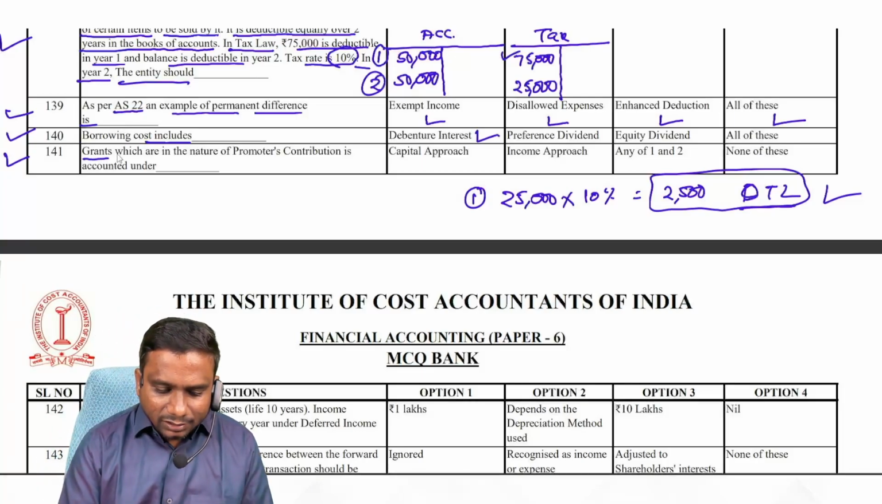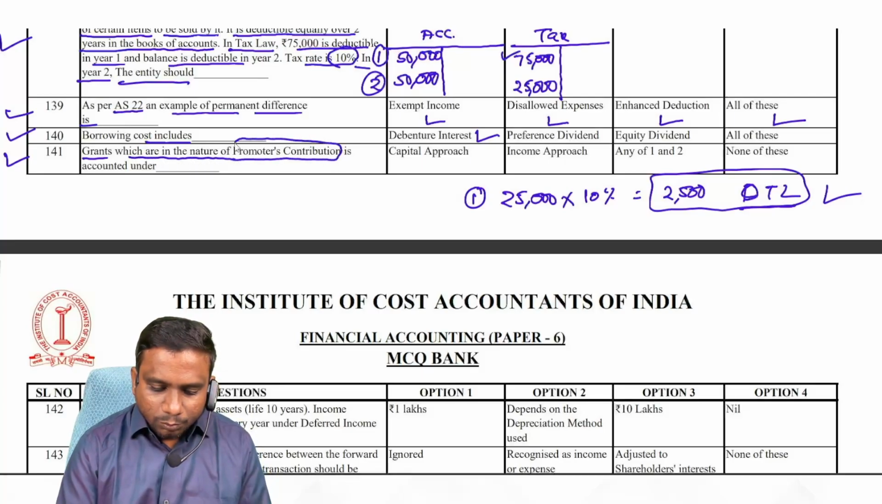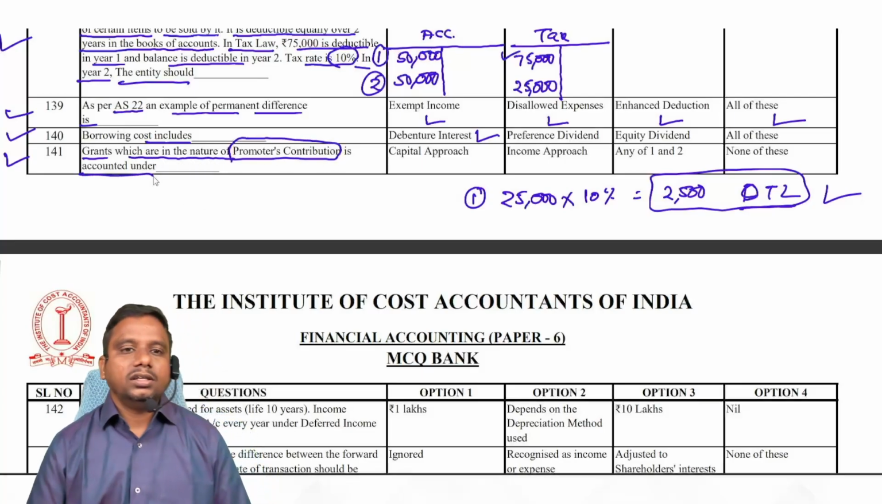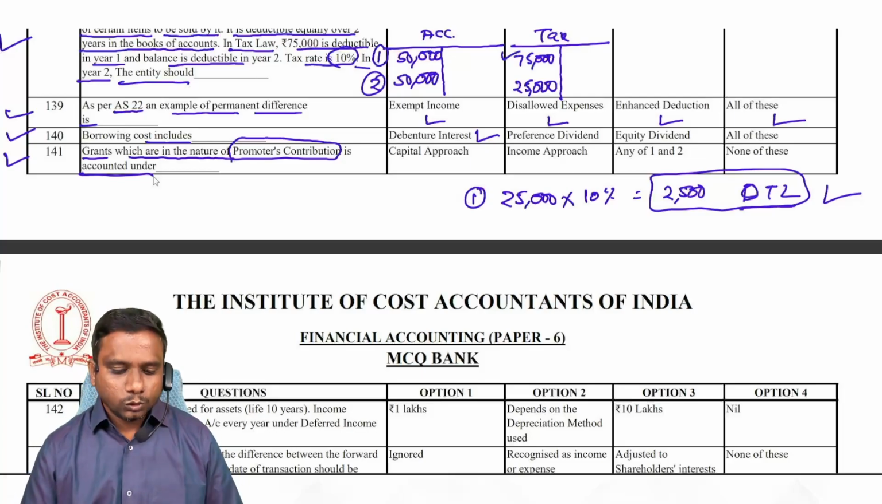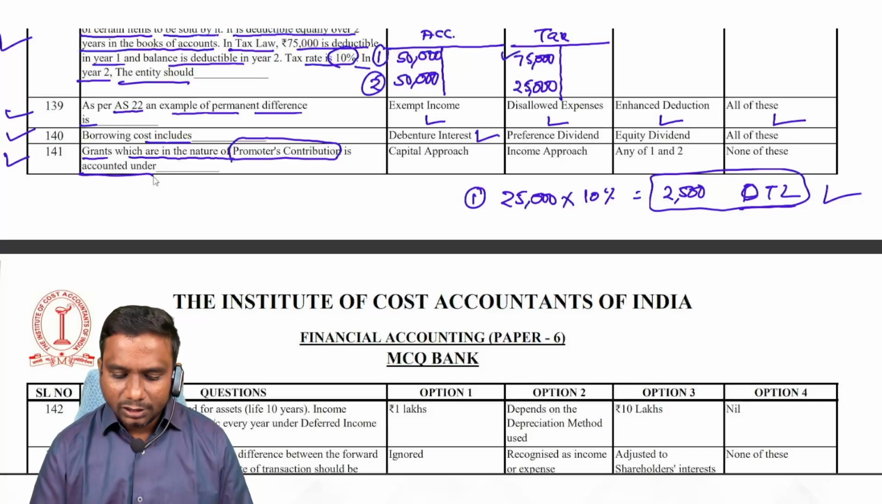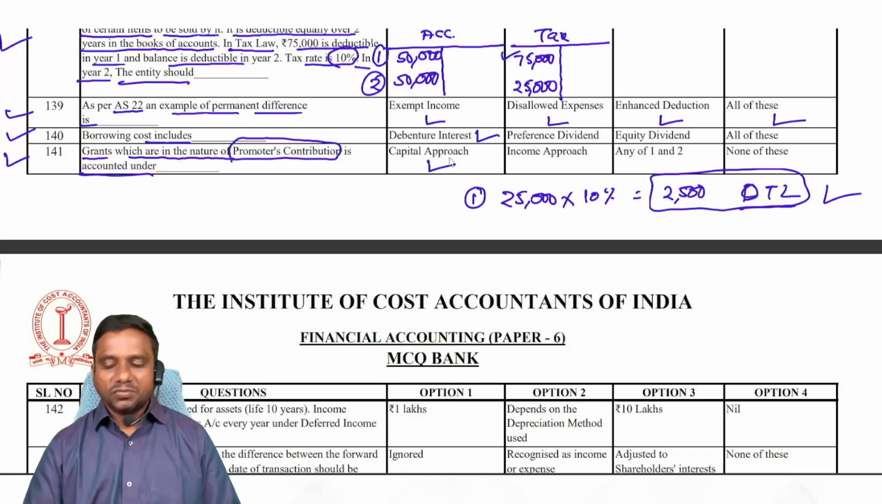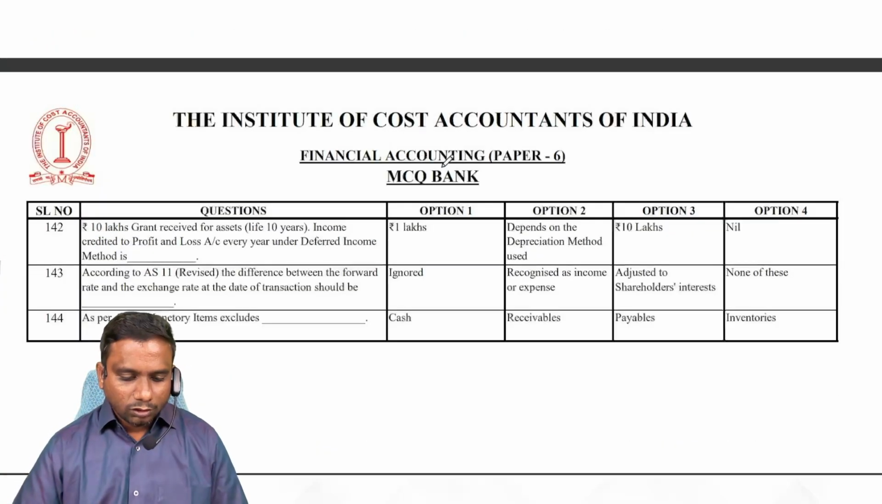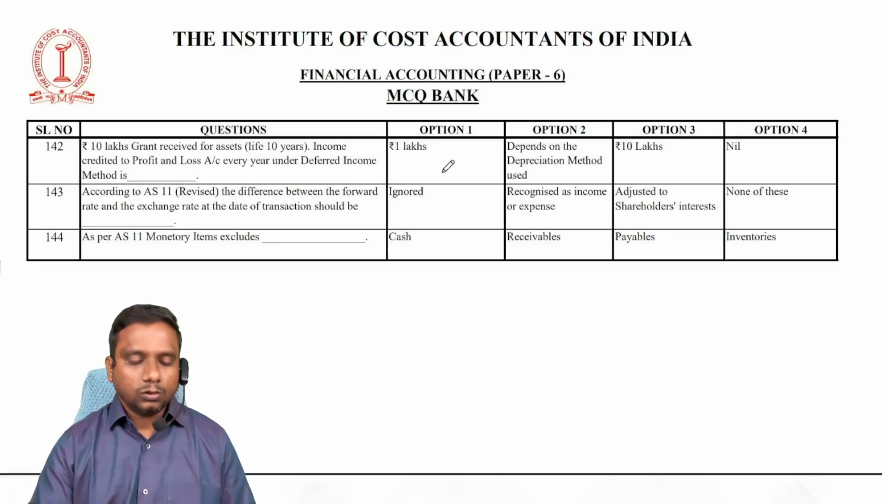141. Grants which are in the nature of promoter contribution. Promoter contribution is accounted under the capital approach. So grants in the nature of promoter contribution are accounted under the capital approach. Next one, 142. Almost we are going to complete.